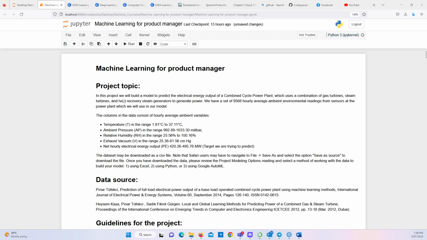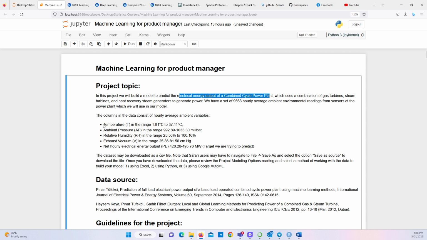So we are going to build a model to predict electrical energy output from four predictor variables, including temperature, pressure, humidity, and vacuum, right? If you look at this data, this is the label, the outcome, and these are the predictor variables. So clearly it's supervised machine learning, and it is a regression task.